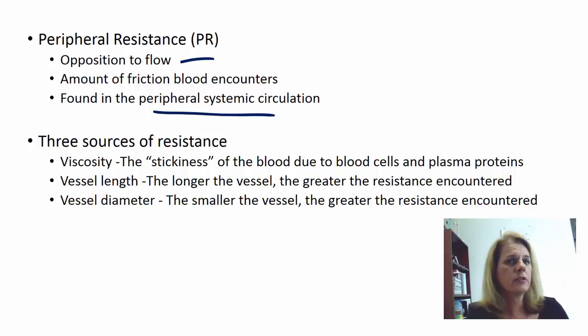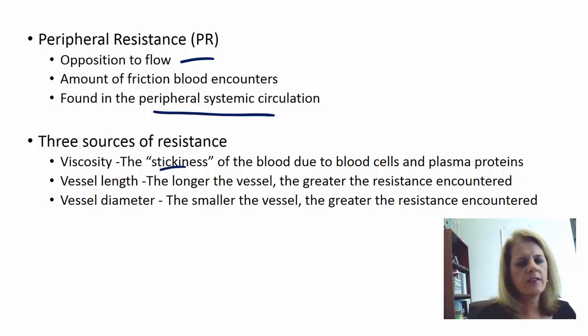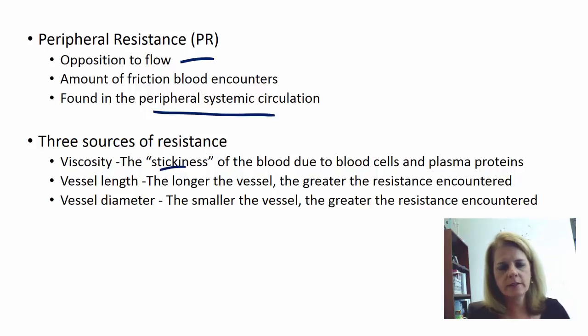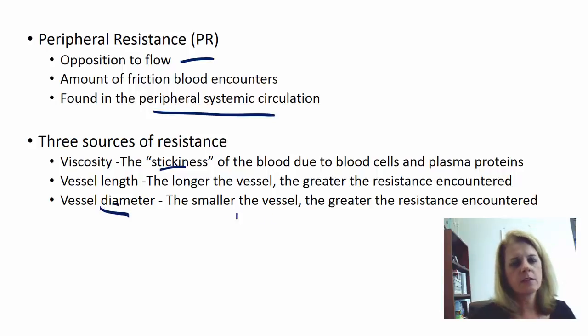There are three ways to increase or change resistance. One is called viscosity, and you can think of that as how sticky the blood is. The more blood cells you have and the more plasma proteins, the thicker and more sticky it is. You can also change resistance by the length of the vessel: the longer the vessel, the more resistance. And the vessel diameter, how big around it is on the inside: the smaller the vessel, the greater the resistance.